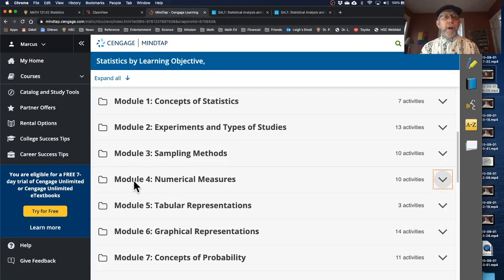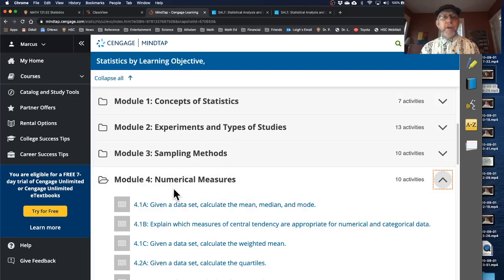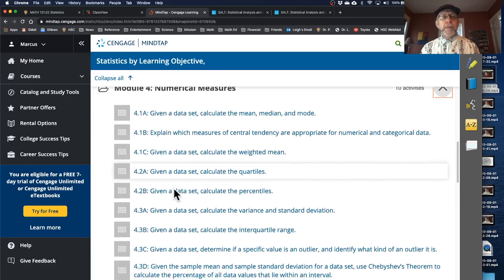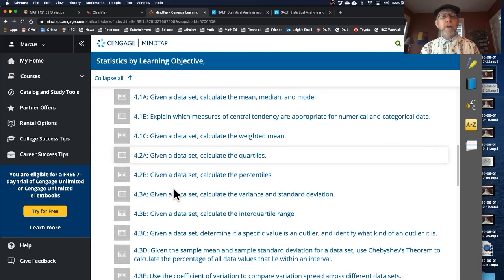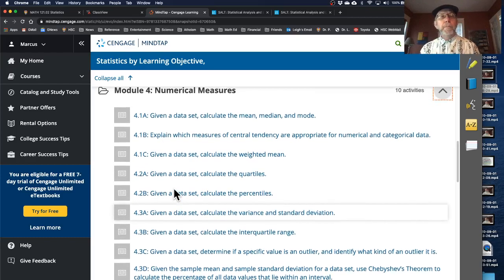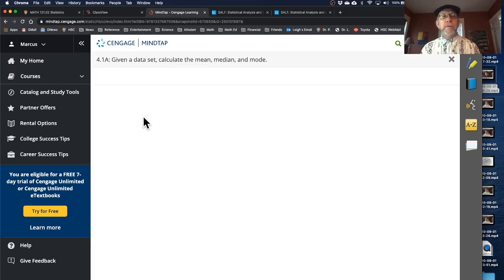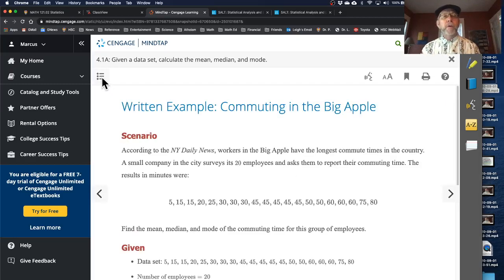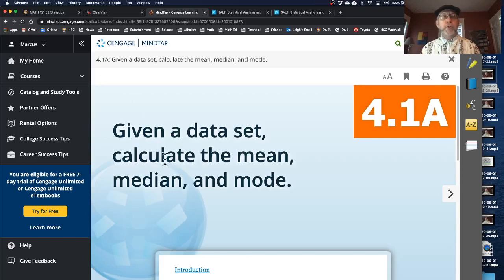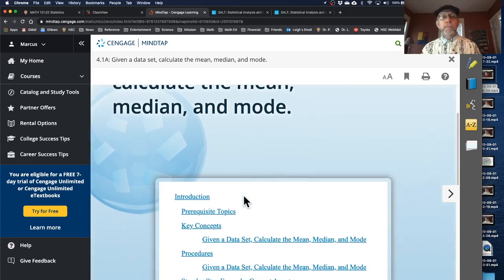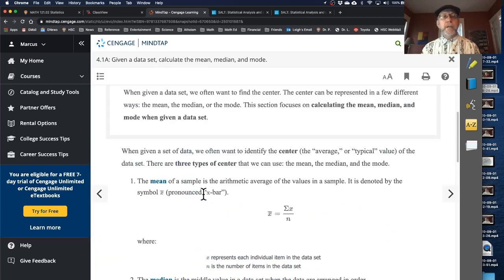We are now actually in Module 4 of our text, and the module is going to be kind of extensive because there are a number of different numerical descriptors of a distribution. We're going to start in the first subsection by looking at measures of the center of a distribution, and these are the mean, the median, and the mode. So let's take a look at the key concepts.